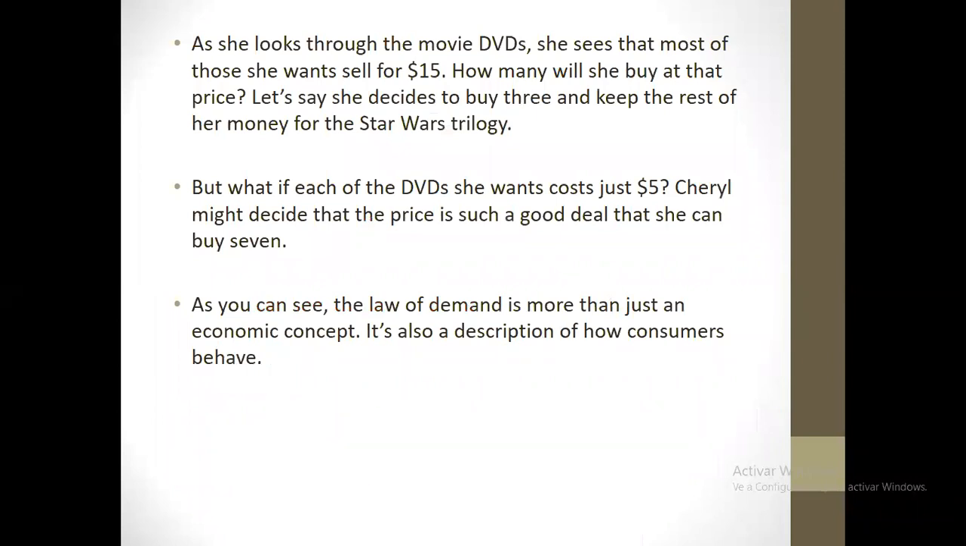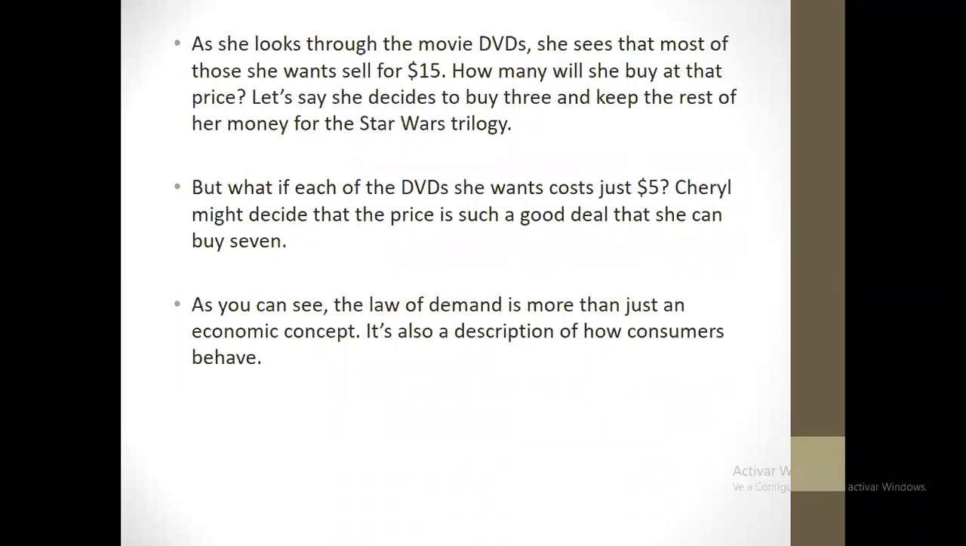As she looks through the movie DVDs, she sees that most of those she wants sell for 15 bucks. How many will she buy at that price? Let's say she decided to buy 3 and keep the rest of the money for the trilogy. But what if each of the DVDs she wants costs 5 bucks? Cheryl might decide that the price is such a good deal that she can buy 7 of them. As you can see, the law of demand is more than just an economic concept.